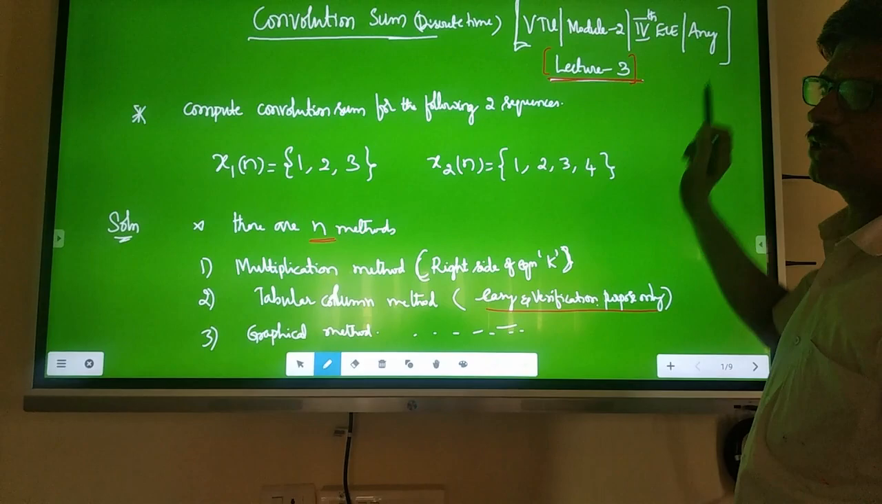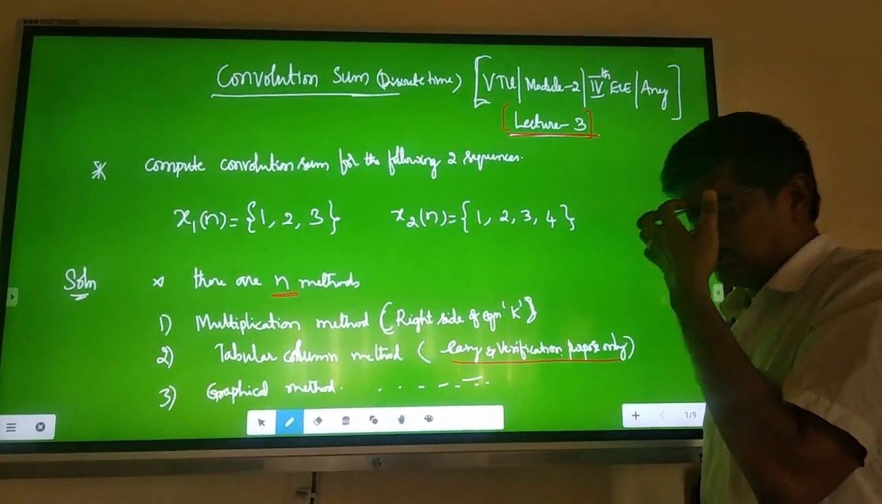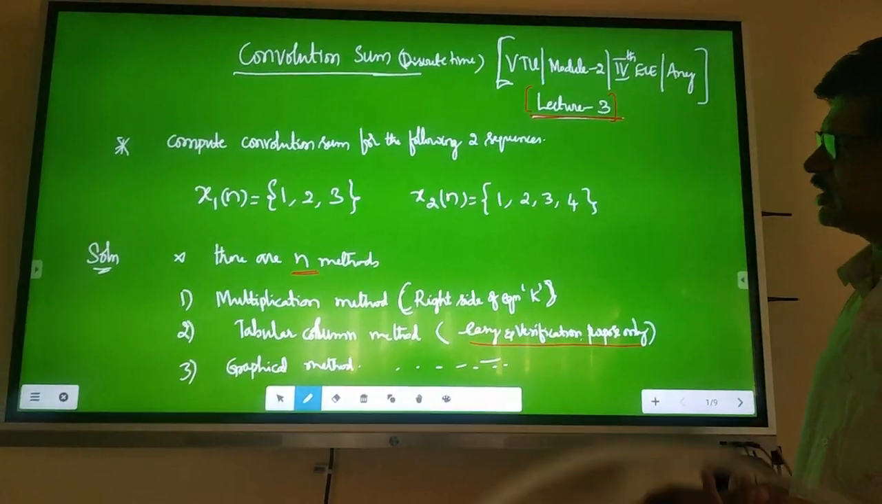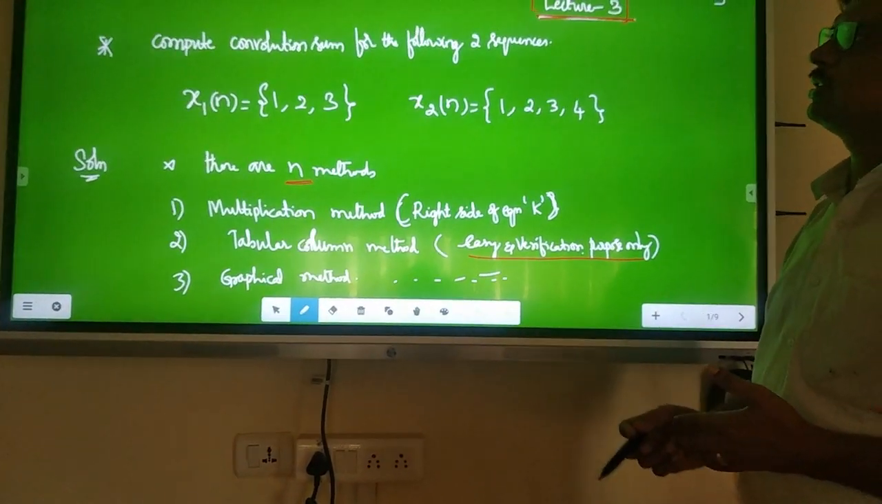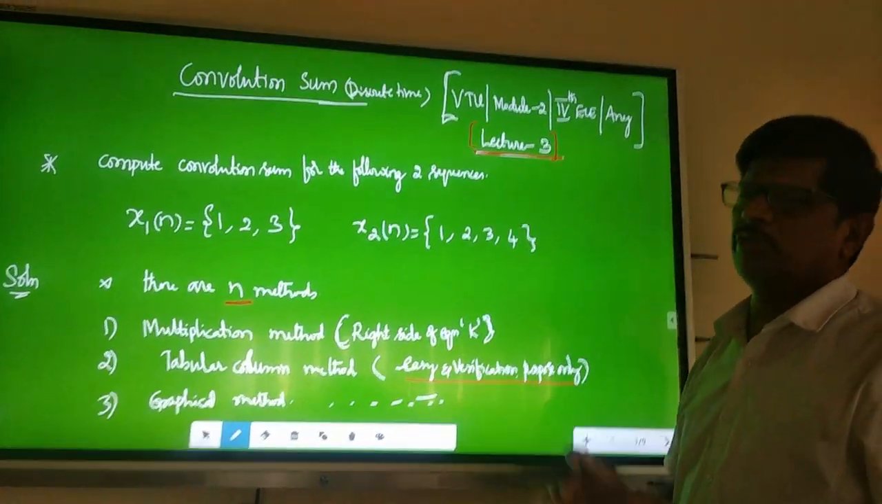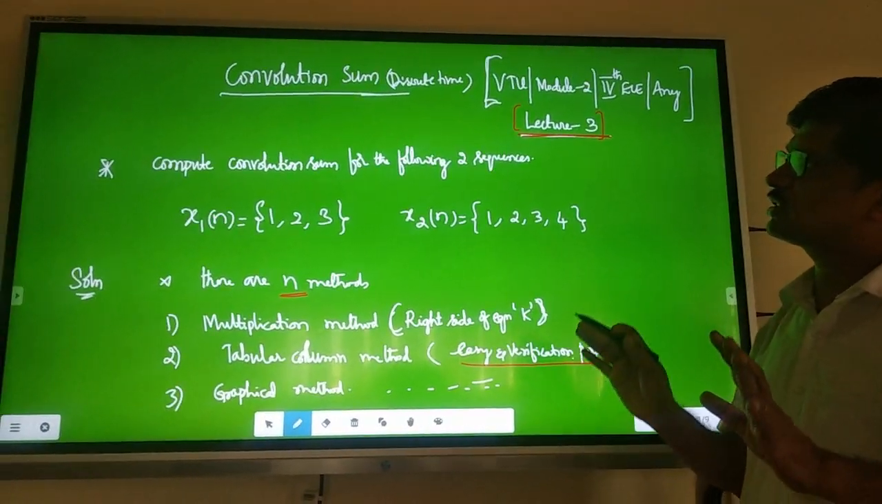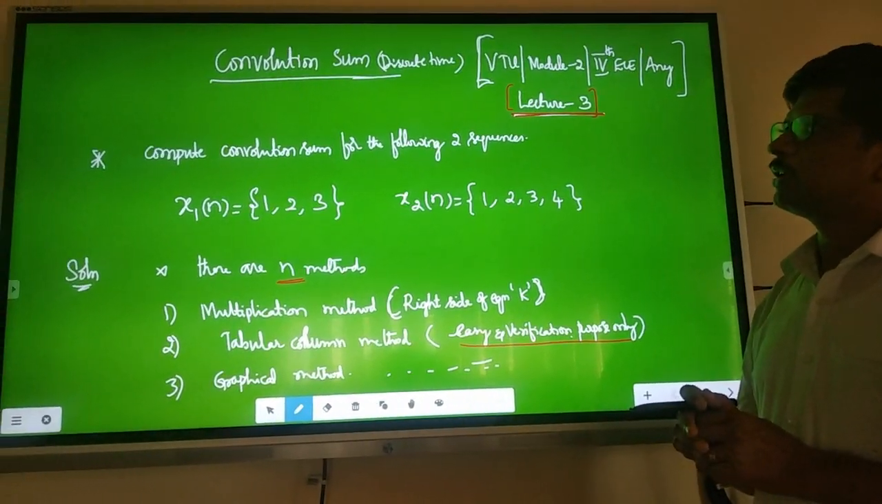This can be studied by any engineering students who want to know convolution sum, and any MTech or PhD students. Whoever wants to do a PhD in signal processing definitely needs to know image processing. They need to know how exactly this convolution sum works.